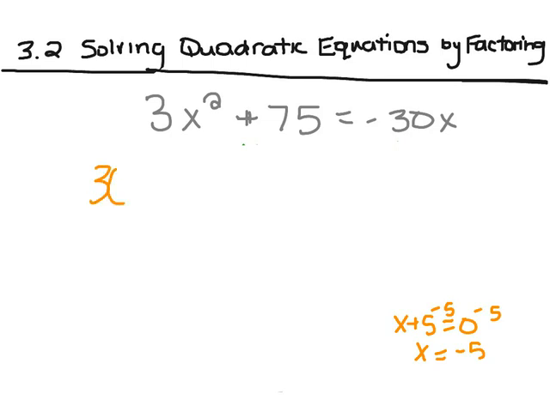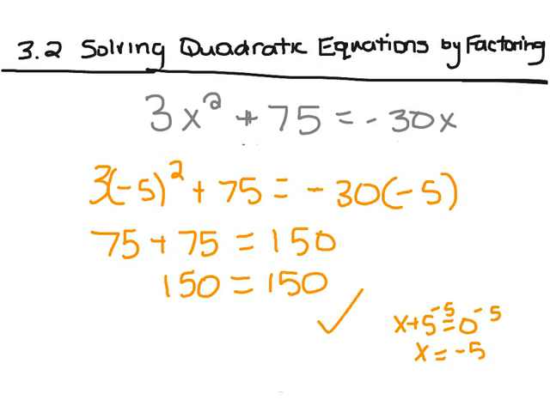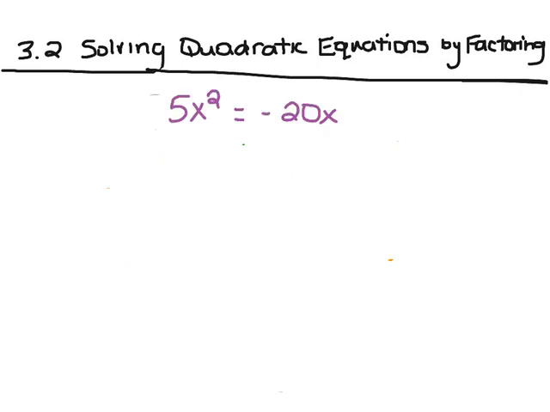So we have 3 times negative 5 squared plus 75 equals negative 30 times negative 5. So we have 3 times 25 is 75, plus 75 equals negative 30 times negative 5 is 150, and 150 equals 150. So this works.